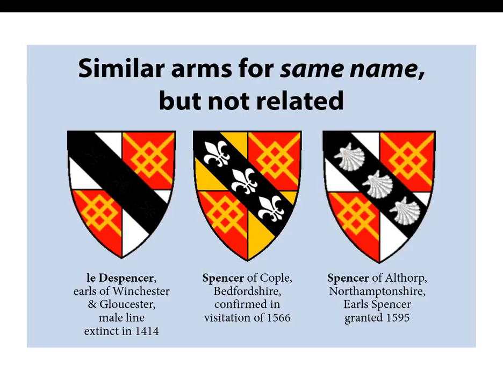In this case, the medieval family of Despenser bore the coat of arms depicted at left. And to the right, there were two Spencer families who, in different circumstances, began to use coats of arms that looked a lot like the Despenser coat of arms, but the names, in fact, have completely different derivation, and the families were unrelated.